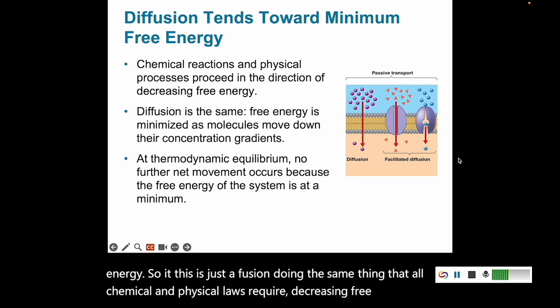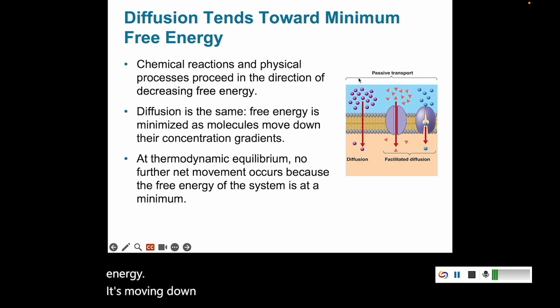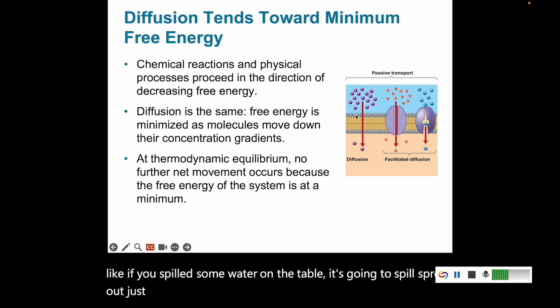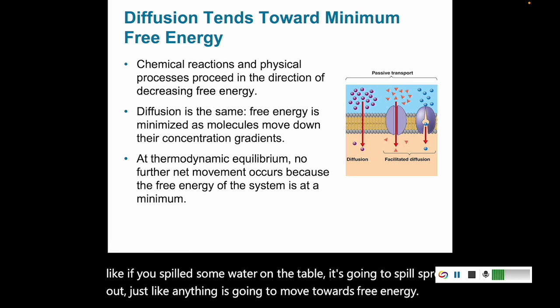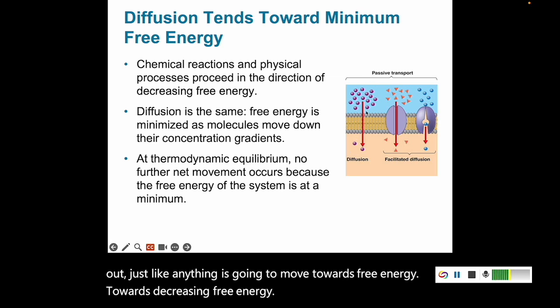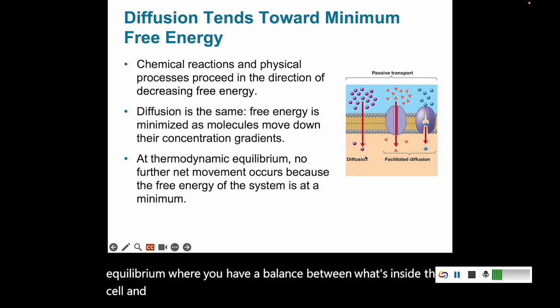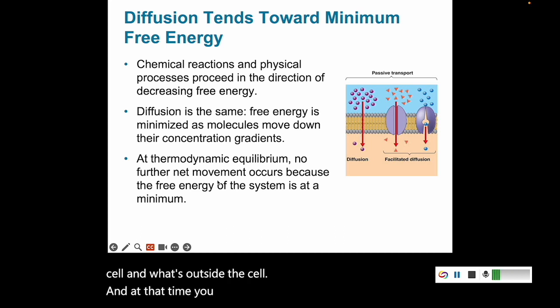It's moving down its concentration gradient, spreading out, just like if you spilled some water on a table, it's going to spread out. Just like anything is going to move towards decreasing free energy. Eventually, these molecules are going to come to a point of equilibrium where you have a balance between what's inside the cell and what's outside the cell. And at that time, you have no net movement.